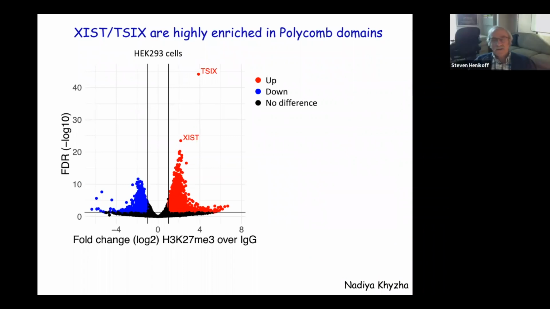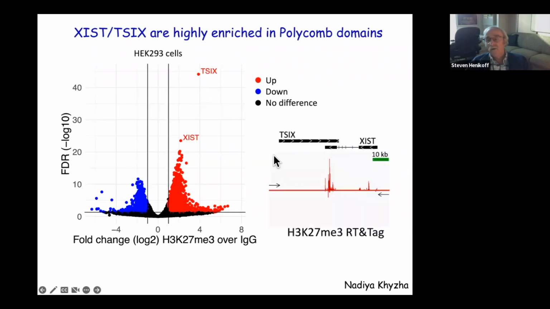I actually wasn't suggesting that, but anyway, let me just show you an unpublished result here, where we basically did RT and TAG for H3K27 trimethylation, which is what we know that EXIST will bring in. EXIST is a long non-coding RNA that'll bring it in. And we were intrigued. First of all, you see that TSIX and EXIST both come up. Well, that's expected because they overlap at the 3' end, so they're basically picking up the same thing here.